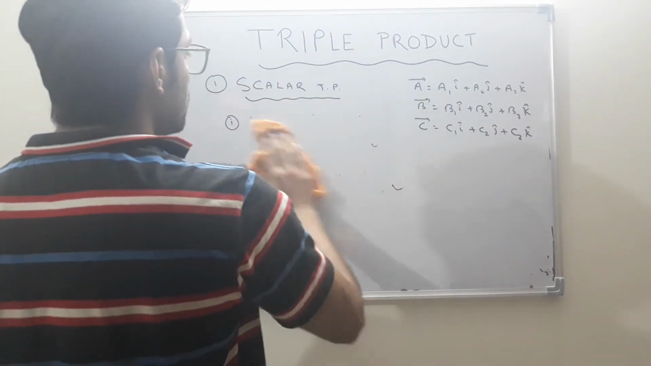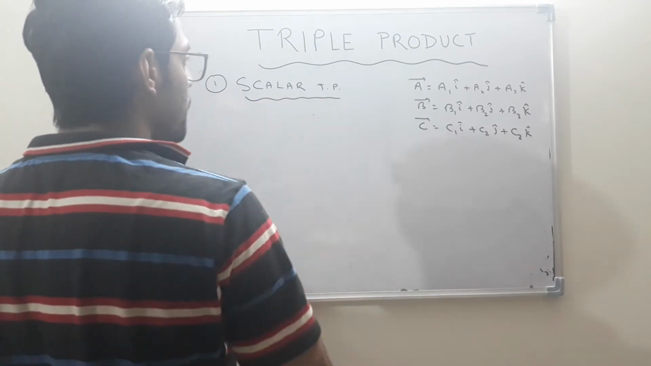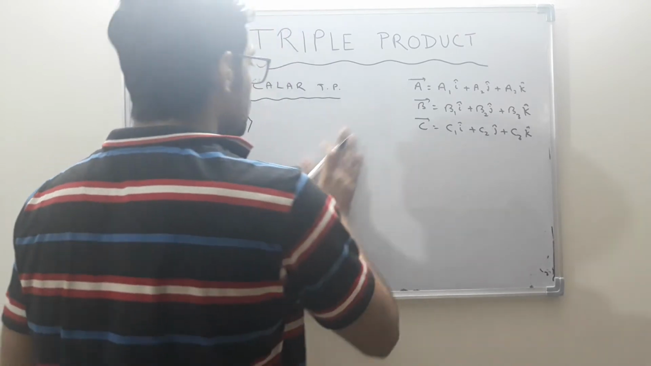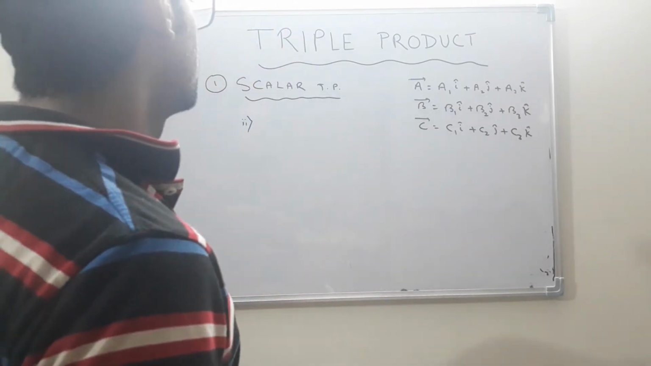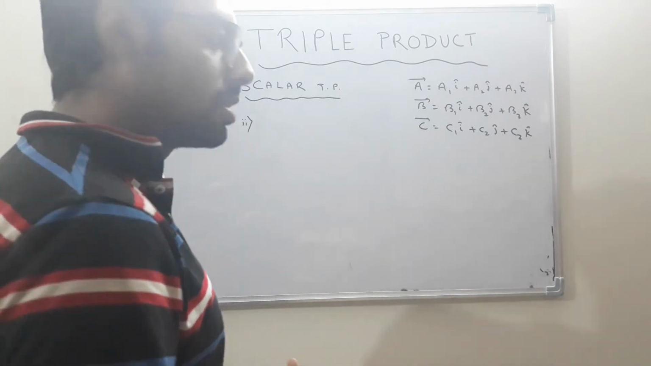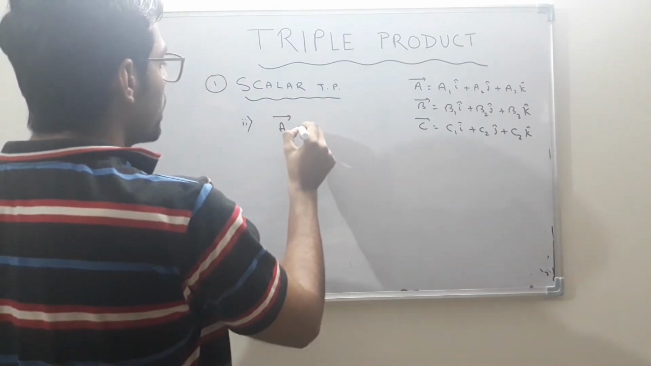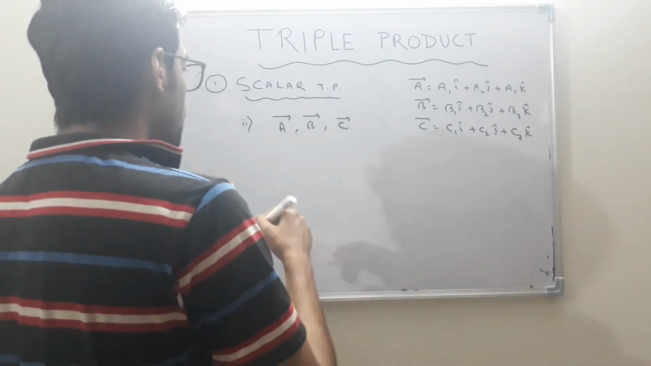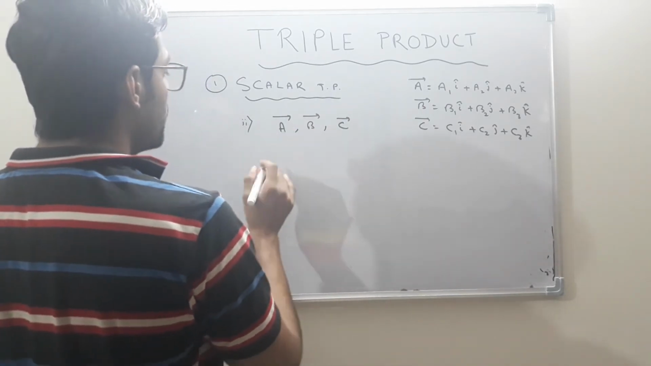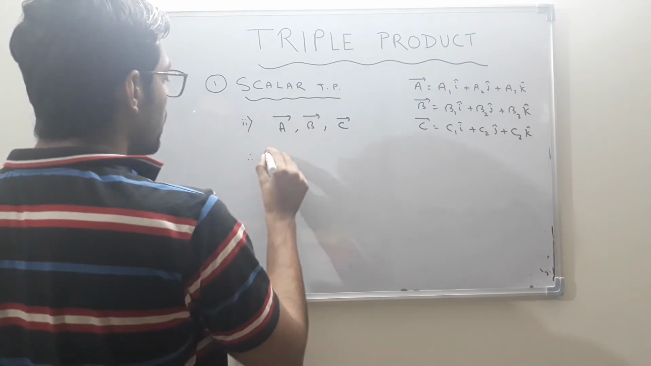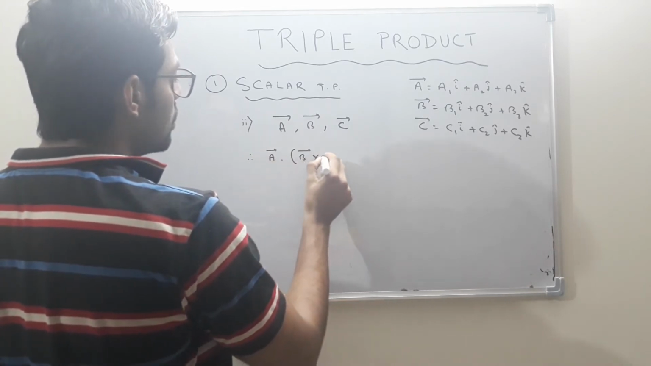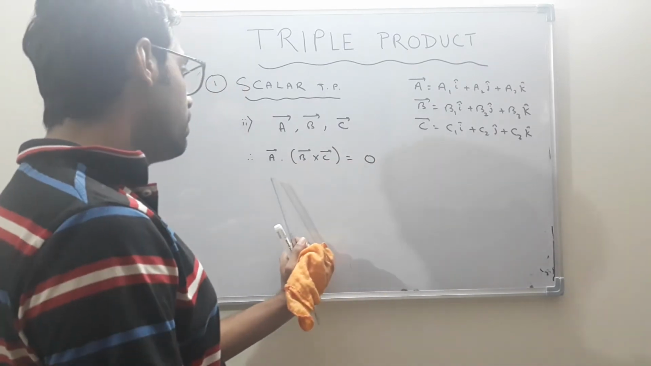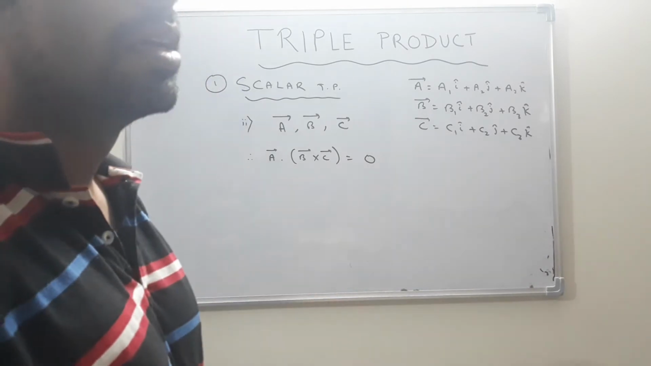And the second characteristic, what is the second characteristic of this scalar triple product? Suppose we have 3 coplanar vectors, A vector, B vector and C vector are coplanar vectors. Coplanar, that is, they exist in the same plane. Then from this value of scalar triple product we have A dot B cross C equal to 0. If these 3 vectors lie in the same plane, then the value of this scalar triple product A dot B cross C will be 0.